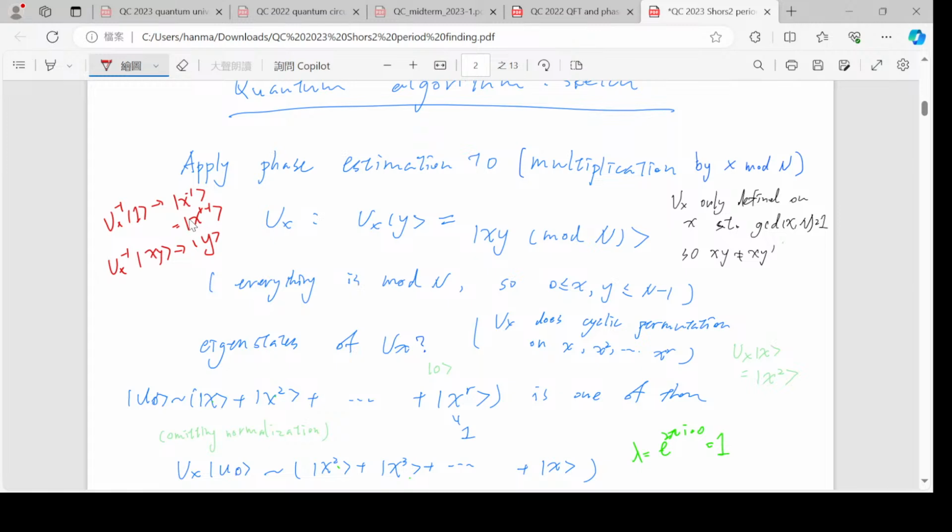Okay, I confused myself a little bit. Okay, so this is actually easy. Sorry, I confused myself. You can actually find x to the minus 1 without knowing r. So I guess that's okay.